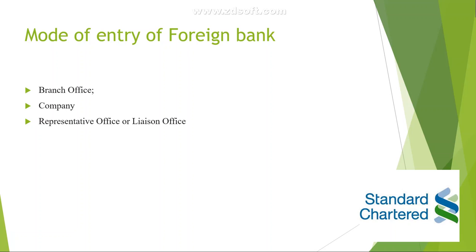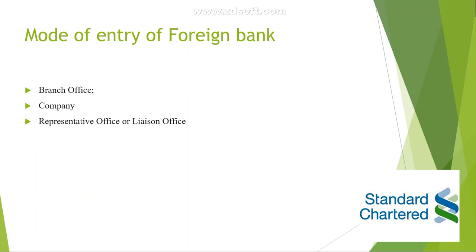One is a branch office, the second is a company, and the third is a representative office or liaison office. Every one of the three modes of entry has different restrictions, conditions, and basic structure of banking functioning. Everything is in detail, but let's not go into that. It is just for our understanding: there are three ways you can establish yourself as a foreign bank.